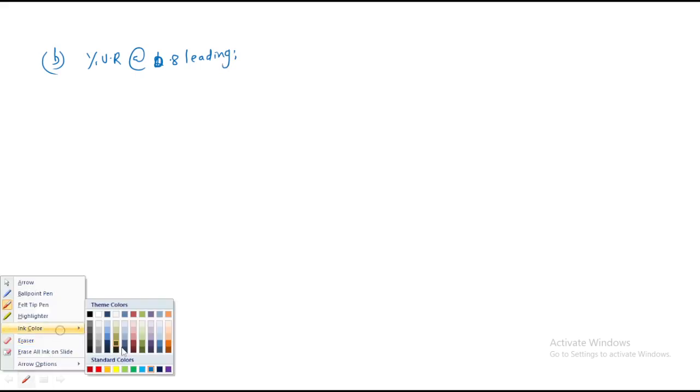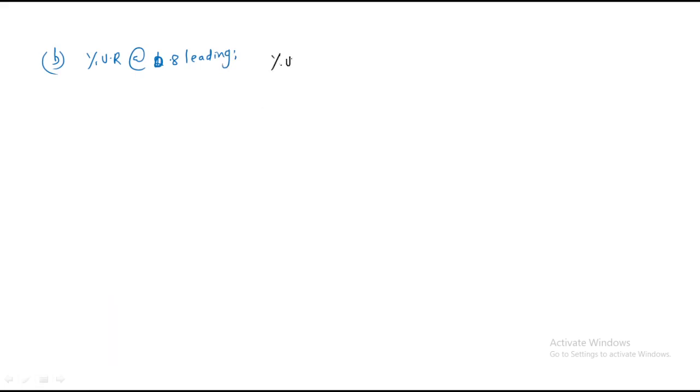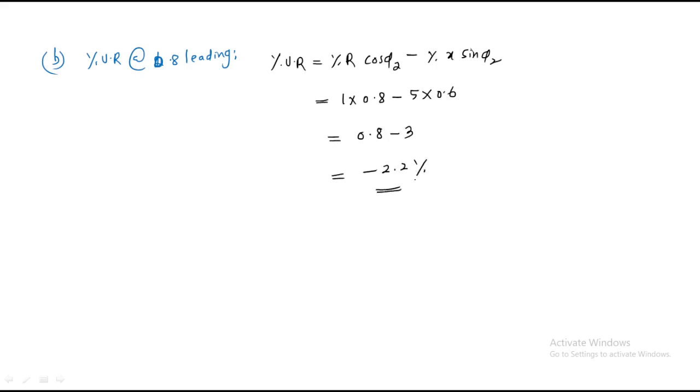What is the formula for the percentage voltage regulation? It equals percentage R cos phi 2 minus percentage X sin phi 2. Why is it minus? For the leading condition, the minus sign is there. That is 1 into 0.8 minus 5 into 0.6, so 0.8 minus 3. What is the answer? Minus 2.2%. We all know that negative voltage regulation is possible under leading condition. Satisfied?